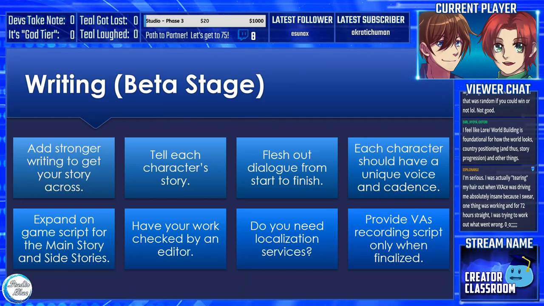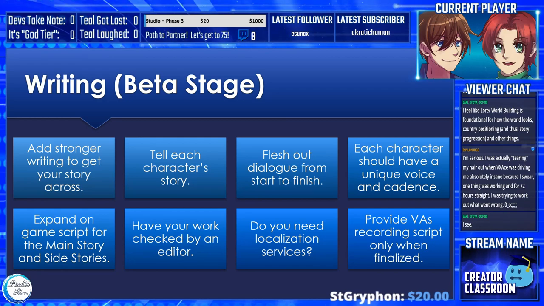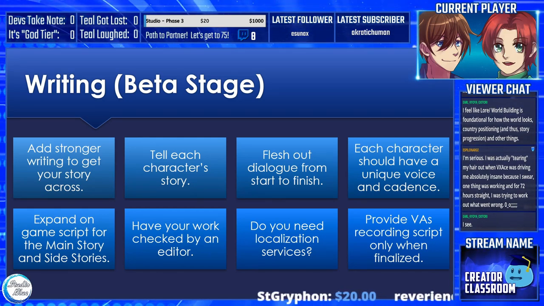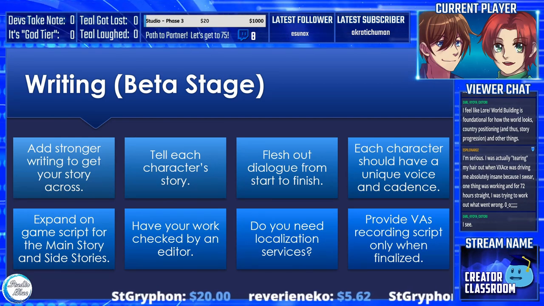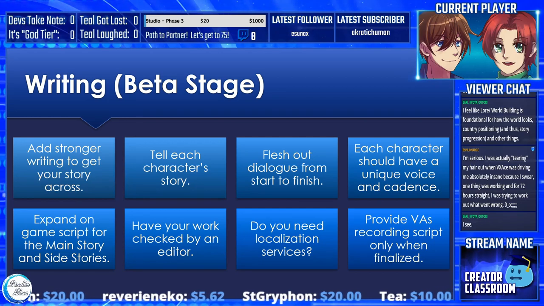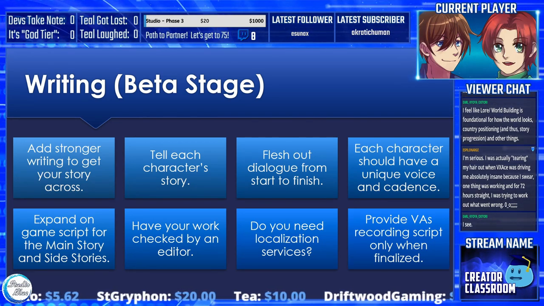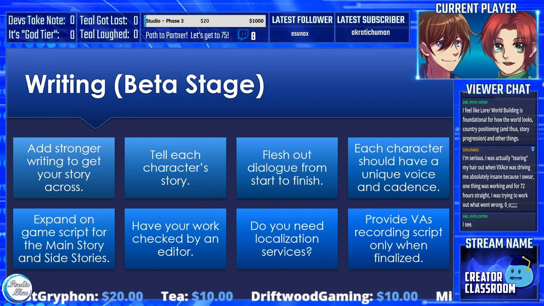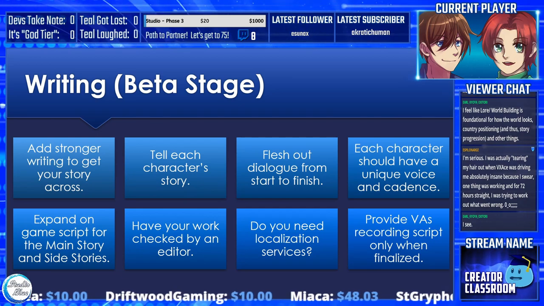Much of your writing may be rough at this point, and that's okay. Use this time to add in stronger writing to get your story across, as well as tell each character's story. Use the writing techniques we have taught in other classrooms to create fully fleshed out characters. Flesh out your dialogue from start to finish. Have each character with a unique voice and cadence.